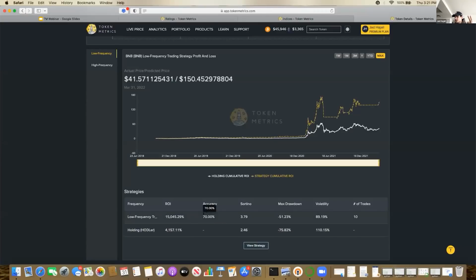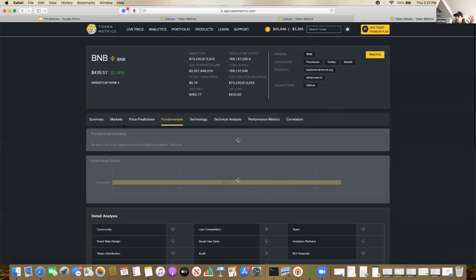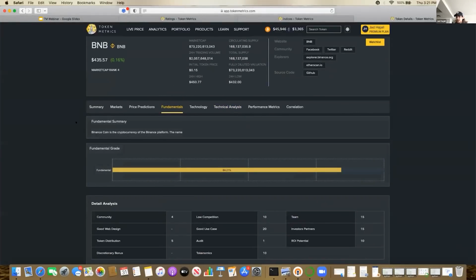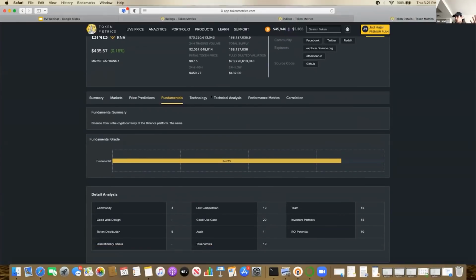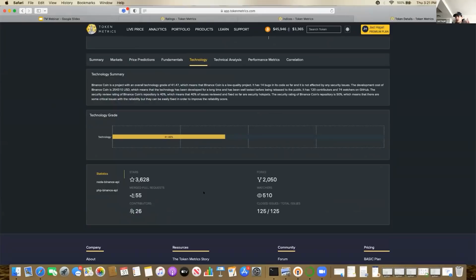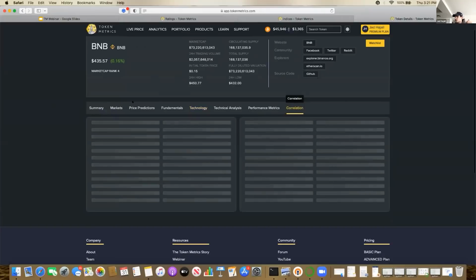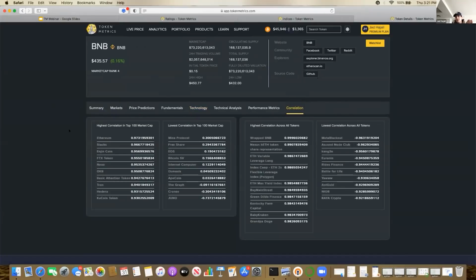And the accuracy of the signals was 70%. So that was pretty good. And we also minimized drawdown, which is pretty important. Other than that, you can also see some fundamental aspects of this coin that our research team goes through, as well as the technology part, which goes through the GitHub of this project and rates their GitHub. Another important feature is the correlation, where if you already have BNB and you want to diversify your portfolio, you can see which coins have a negative correlation with that coin, to help you diversify.